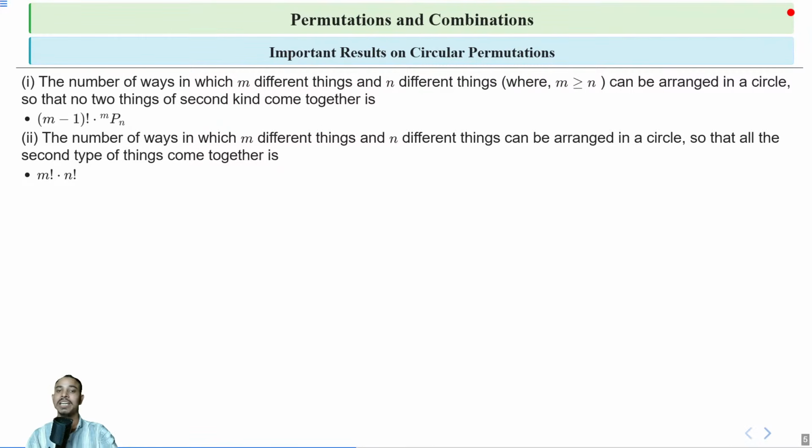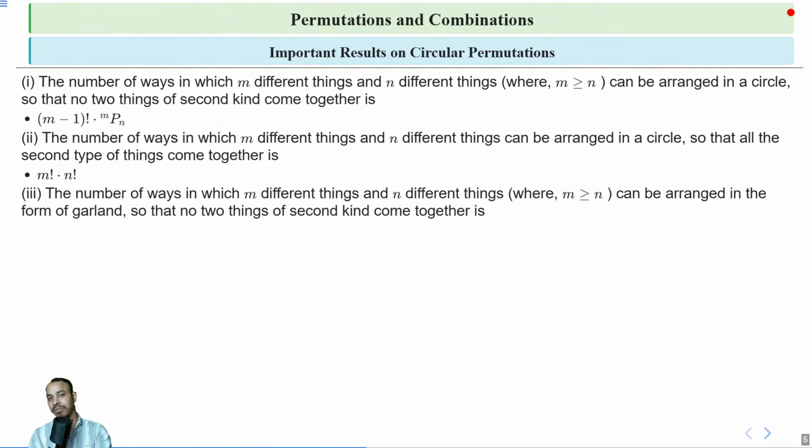This is the formula for the number of ways in which m different things and n different things can be arranged in a circle so that all the second type of things come together. Clear? I hope it's clear. Now move to the next result. In the next result we have m different things and n different things, with the condition m is greater than or equal to n, and we have to arrange them in the form of a garland.